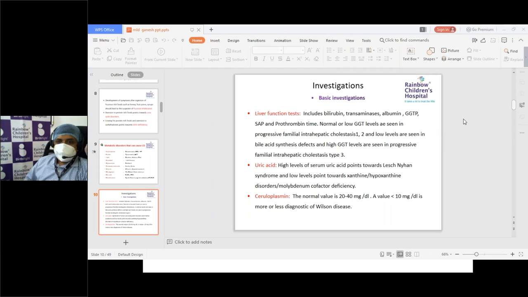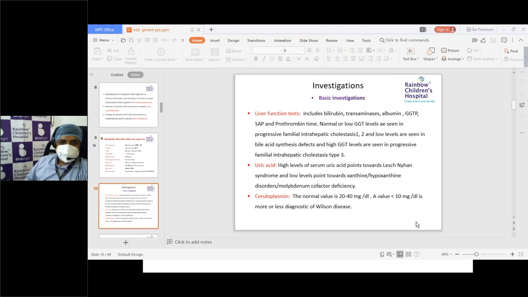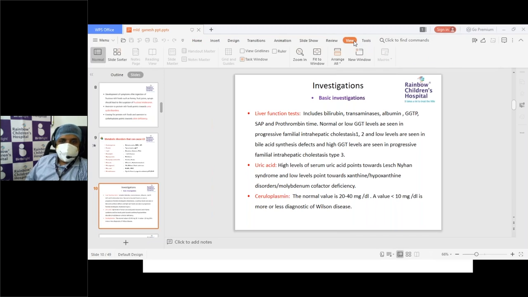The first thing involves the basic investigations, which include the liver function test. One should look for the presence of jaundice, whether it is a conjugated or an unconjugated hyperbilirubinemia. Look for serum transaminases, SGOT and SGPT, which may be elevated more than 2 times the upper limit of normal. Look for the presence of hypoalbuminemia, indicating chronic liver disease.